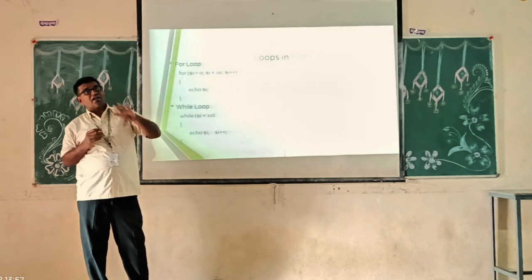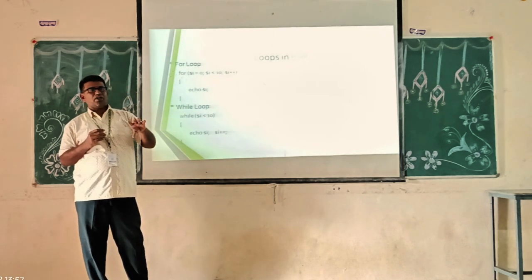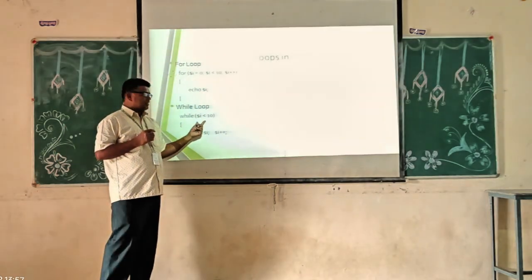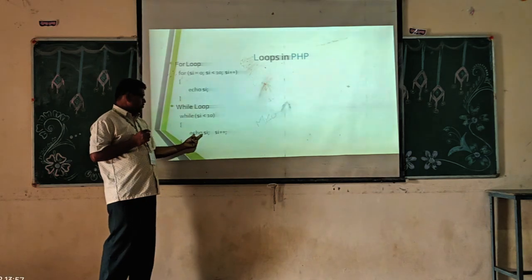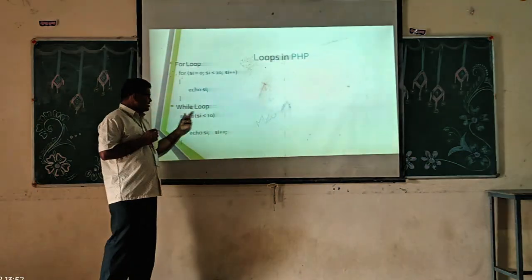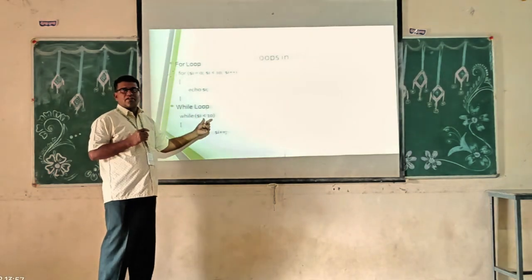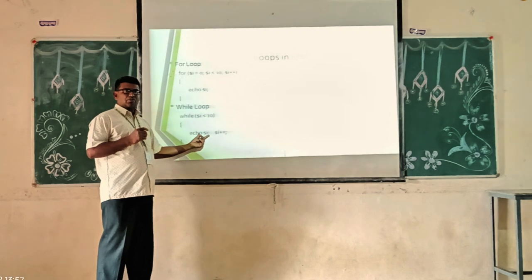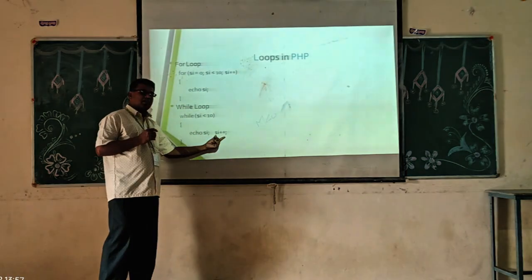After that, the condition will be checked. While $i is less than 10, the condition is true. Echo statement $i, then immediately increment $i++. So next time, 2 is less than 10, it is also true. Echo the $i value, print the $i value, increment the $i value. 3.